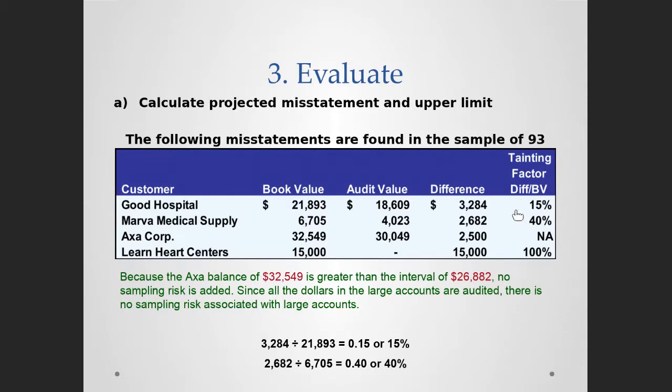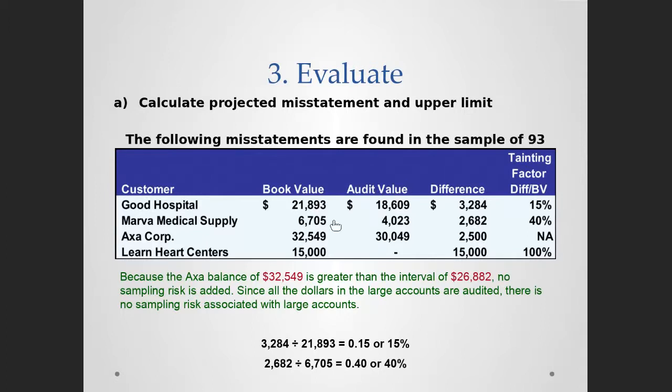And this $3,284 is a 15% error. So how do we calculate that? You come to the bottom of this table and you see 3,284 divided by 21,893 gives you 0.15 or 15%. So we have a 15% error in this one customer. Are you following how we get to this number?